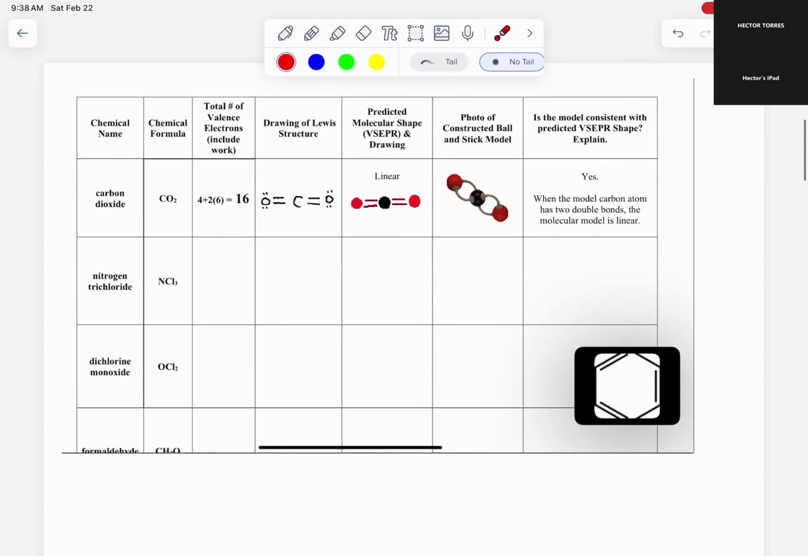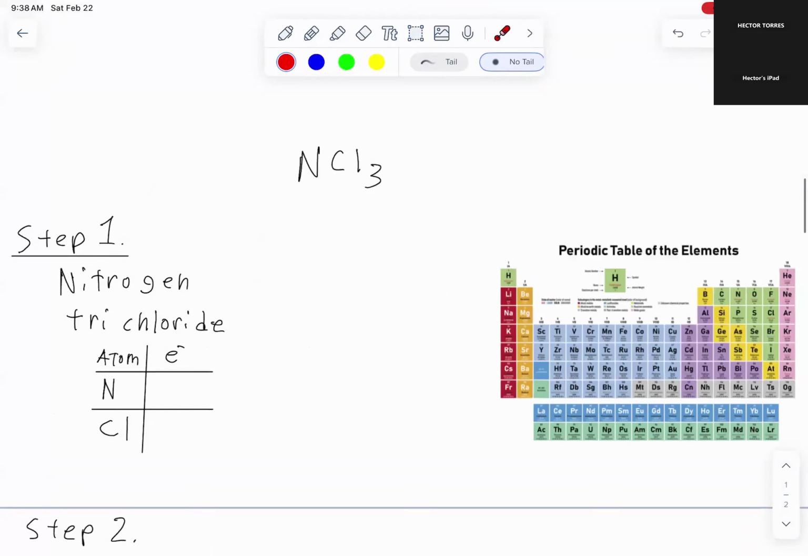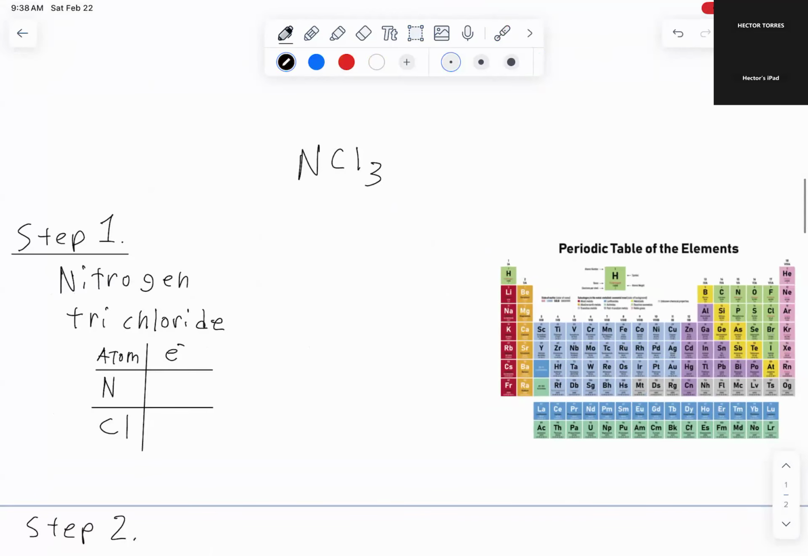So to be able to start this, we're going to be looking at step 1 on the procedure, which is calculating how many valence electrons are in the molecule. The way I like to do this is to make myself a chart and then write how many valence electrons are in each of the atoms. So we're going to look at each atom separately.